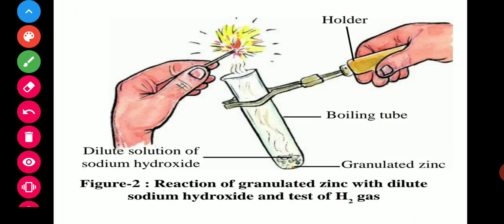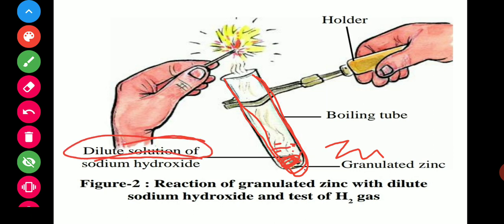You can see here, this is a test tube, given here. It is a test tube, and there is ground zinc, granules of zinc, so you can say Zn. And the solution in this, that is the dilute sodium hydroxide, and the boiling tube is here, and it is your holder, and whenever it's burned, it gives hydrogen gas.